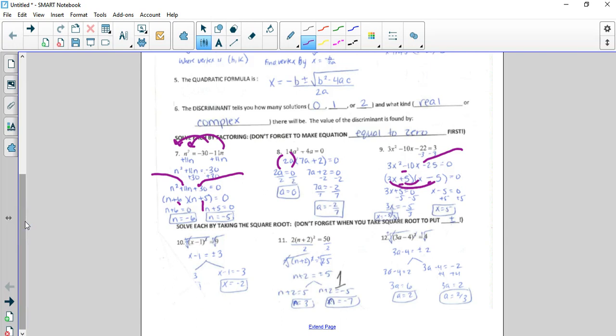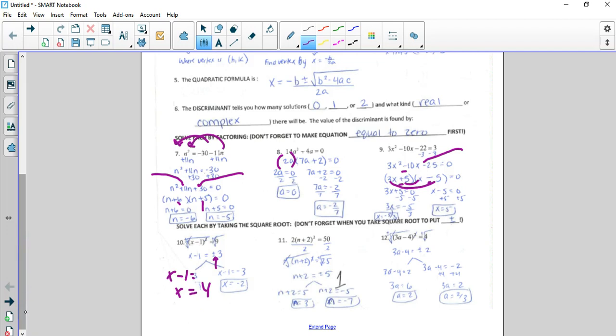Okay, 10 through 12, square root. So for this, remember, you need to get the square root by itself, which in number 10 it already is. So you literally just square root both sides. Please remember, though, that it's plus minus. So square root of 9 is not just 3, it's plus or minus 3. Then you set each of these equal to 0. This got cut off, but it's x minus 1 equals positive 3, and x minus 1 equals negative 3. And you get your two answers. Add 1, you get x equals 4, and x equals negative 2.